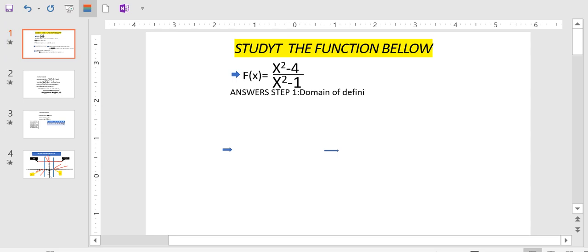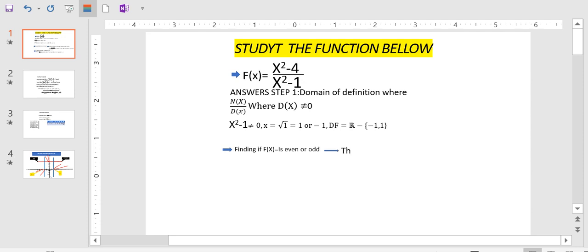Step 1, we must find the domain of definition of this function, where n of x over d of x, where d of x is different from 0. So x square negative 1 is different from 0, and x will be equal to the square root of 1. The square root of a number has two values, one negative and one positive. So the domain of definition is the set of real numbers except negative 1 and positive 1.